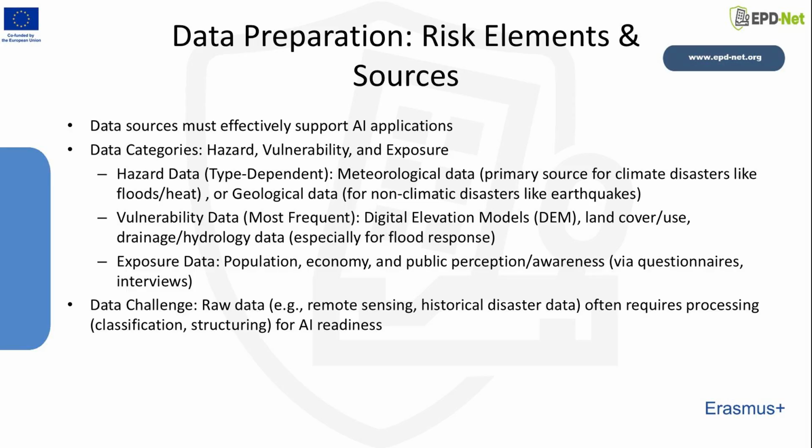Hazard data selection is closely related to the type of disaster. For climate-related disasters, like floods and heat, meteorological data is the primary data source. Conversely, non-climatic disasters such as earthquakes necessitate the use of geological data. Vulnerability data is the most frequently used category in ECO-DRR studies. Indicators often include digital elevation models, DEM, land cover, and land use. For stormwater management cases, hydrology and urban drainage facilities data are highly frequent.